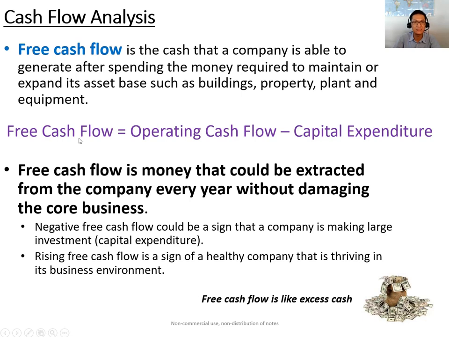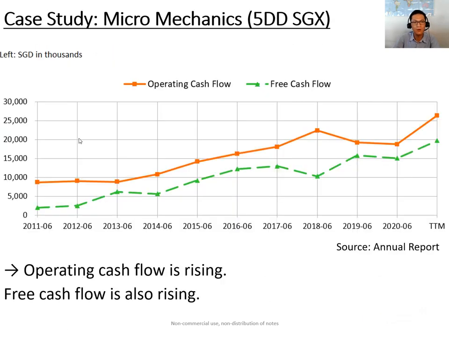Let's look at our case study, Micromechanics. If you look at the operating and free cash flow numbers, they are actually positive for all the time, and the trend is also rising. So this shows that the company is actually doing well in its business environment.